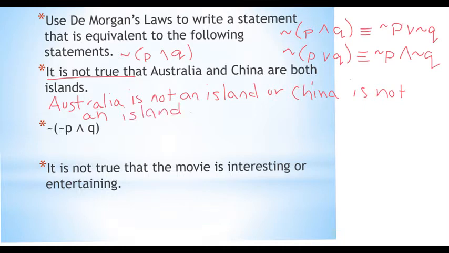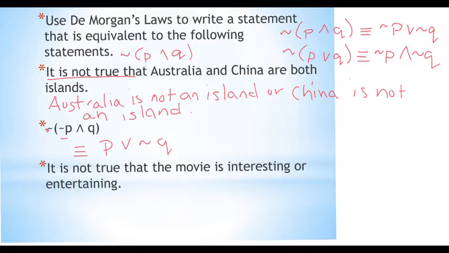All right, for the second one, it's already in symbols, so we're just going to write it. We don't know what the statements are, so we're going to write it in symbols as well. So here, they're negating this whole statement, and then you want to do the opposite on the inside. So they negated P, so our equivalent statement would be P. It was and, so we're going to change it to or, and then it was Q, so we're going to negate Q. So it would be P or not Q.